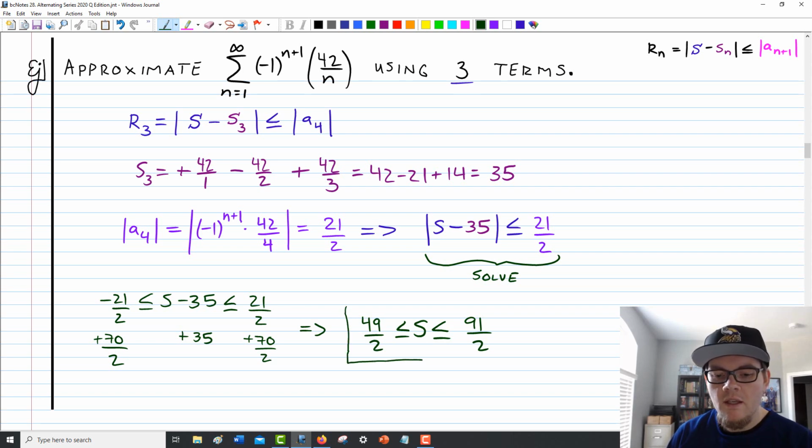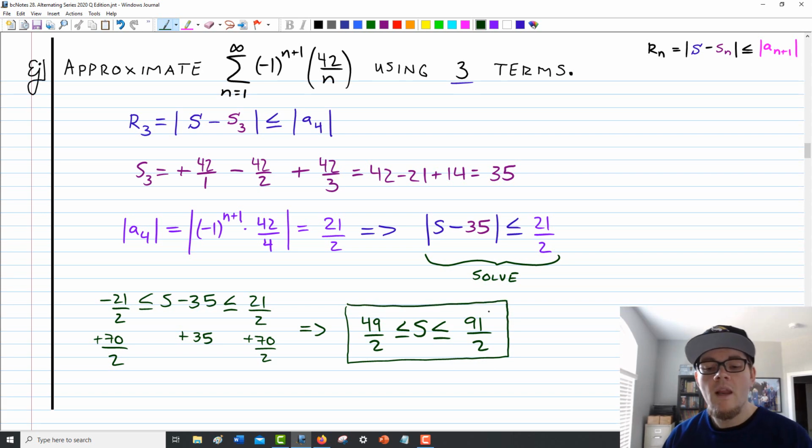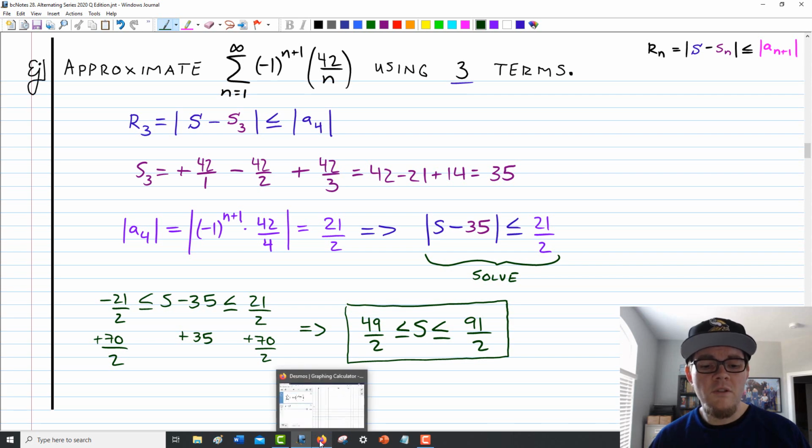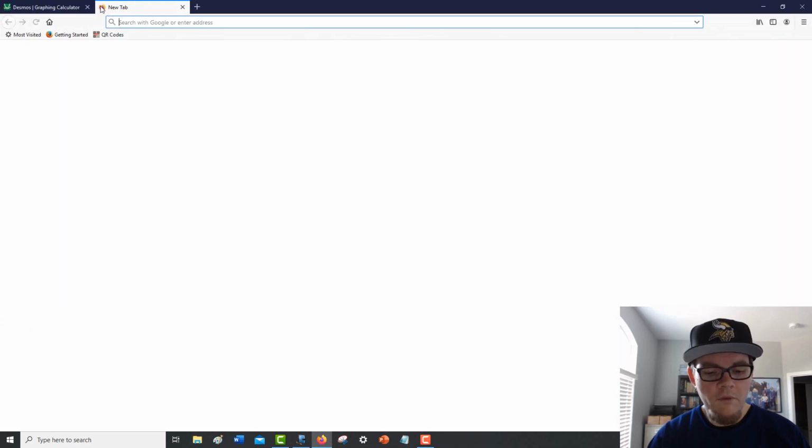And so what we've just done is we've found a small window in which the actual sum is going to fall. We now know that the actual sum is somewhere between 24.5 and, what is that, 45.5. Now the question might be, is that actually true? How could we check if that turned out to be true? Well, we could add up a whole bunch of terms. We could also go to something cool like Wolfram Alpha.